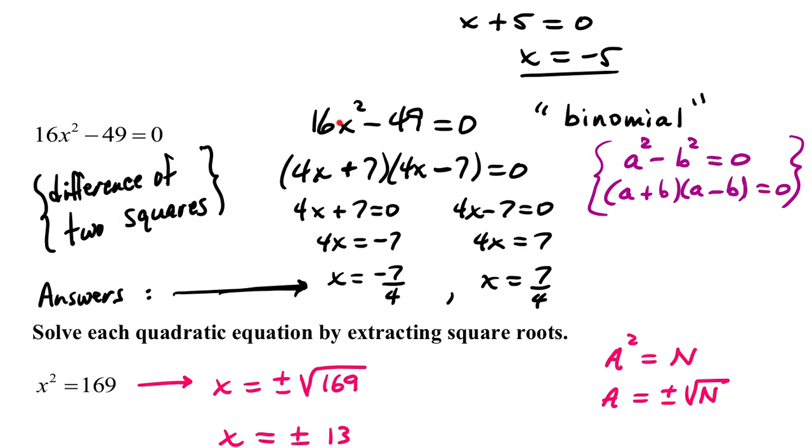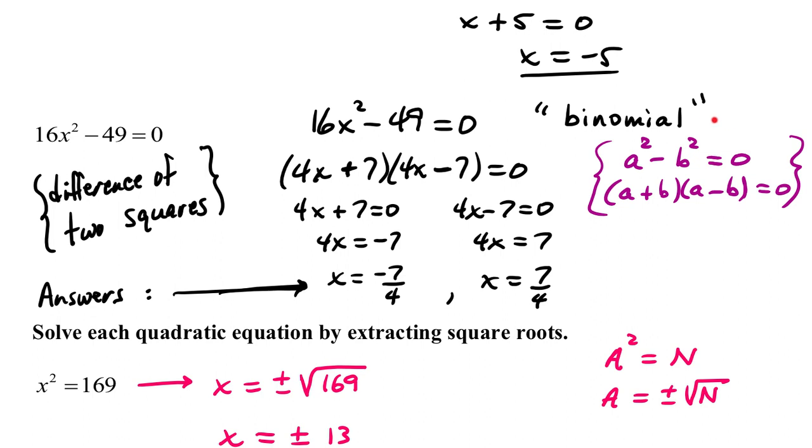What's the square root of 16? 4. What's the square root of 49? 7. So 16x squared will factor as 4x times 4x. 49 factors as 7 times 7. And because we're missing the linear term in the middle, we use opposite signs so that those add up to 0. 4x plus 7 is equal to 0 when 4x equals negative 7, and that means x has to be negative 7/4. This second factor is different, so we have to set it equal to 0. 4x minus 7 is equal to 0 as long as 4x equals 7, which means x equals 7/4.